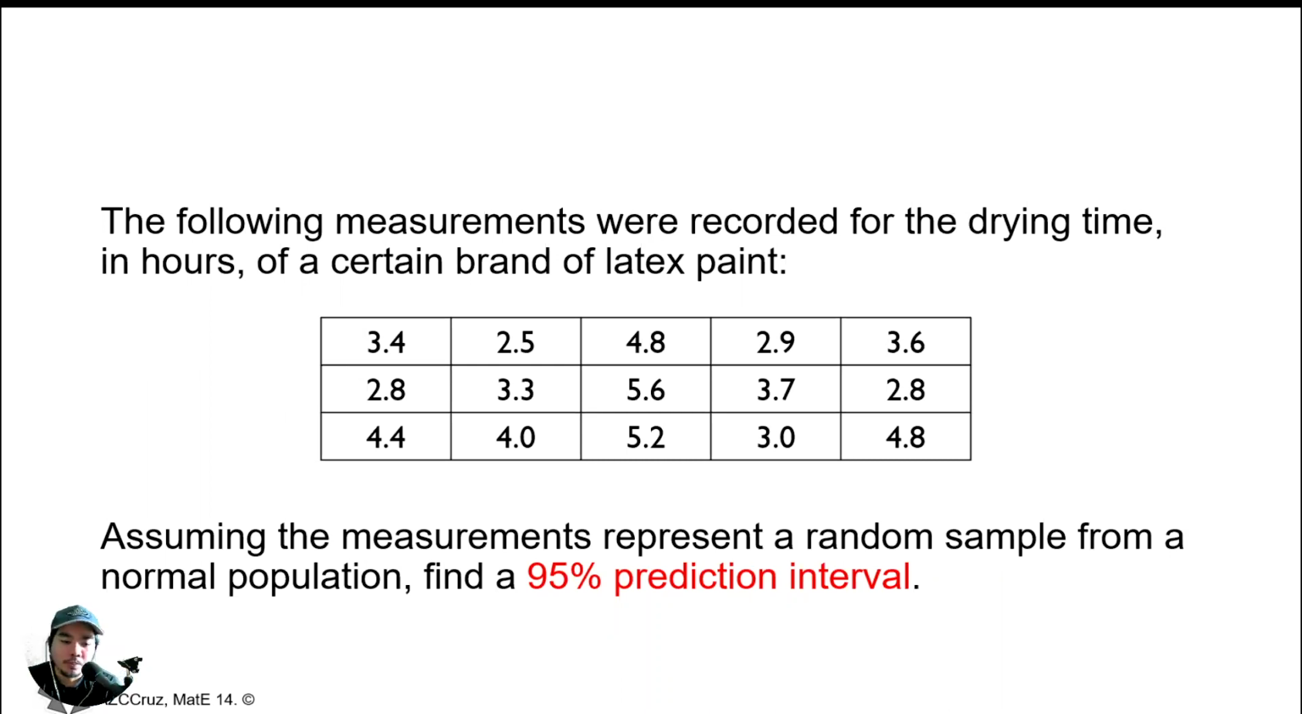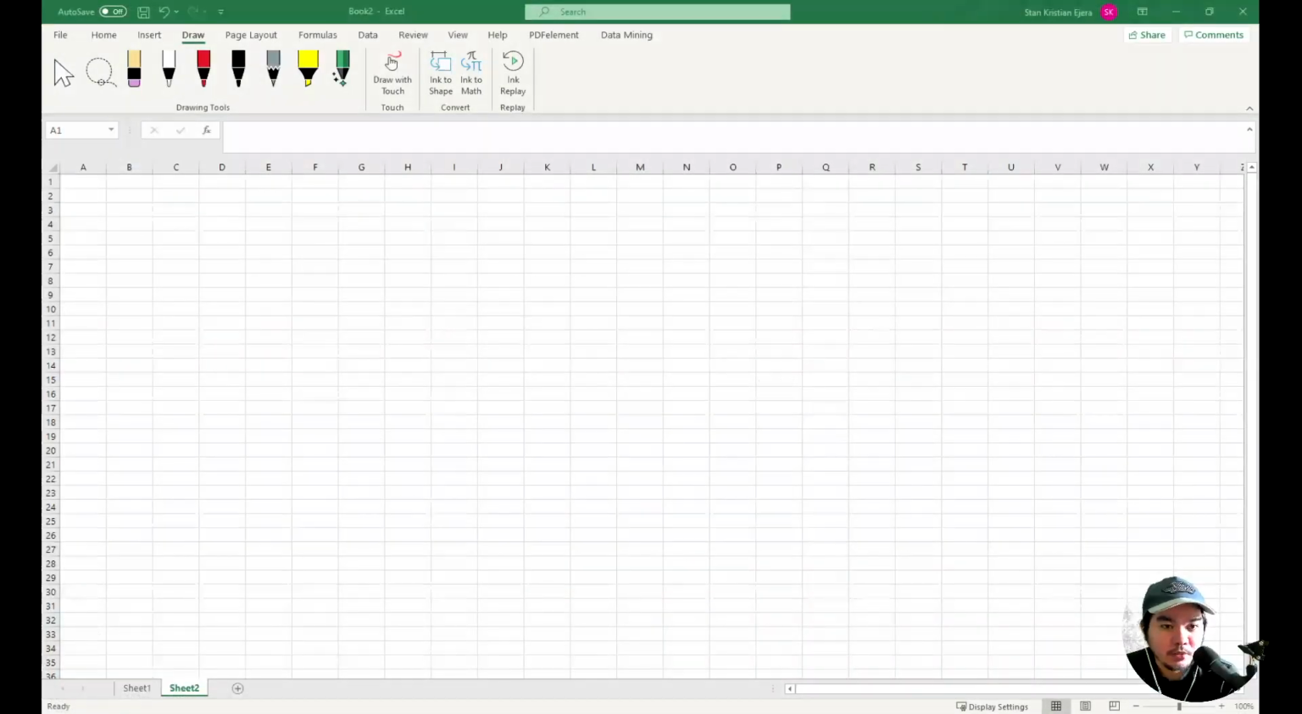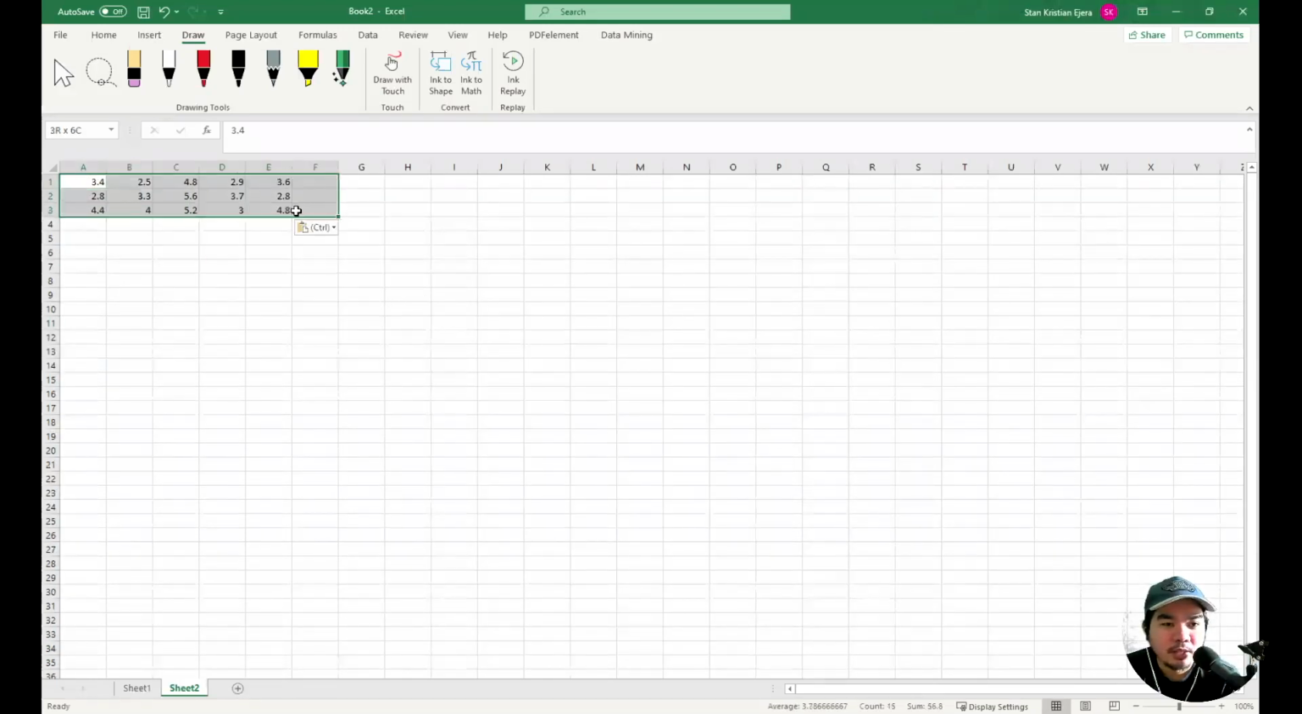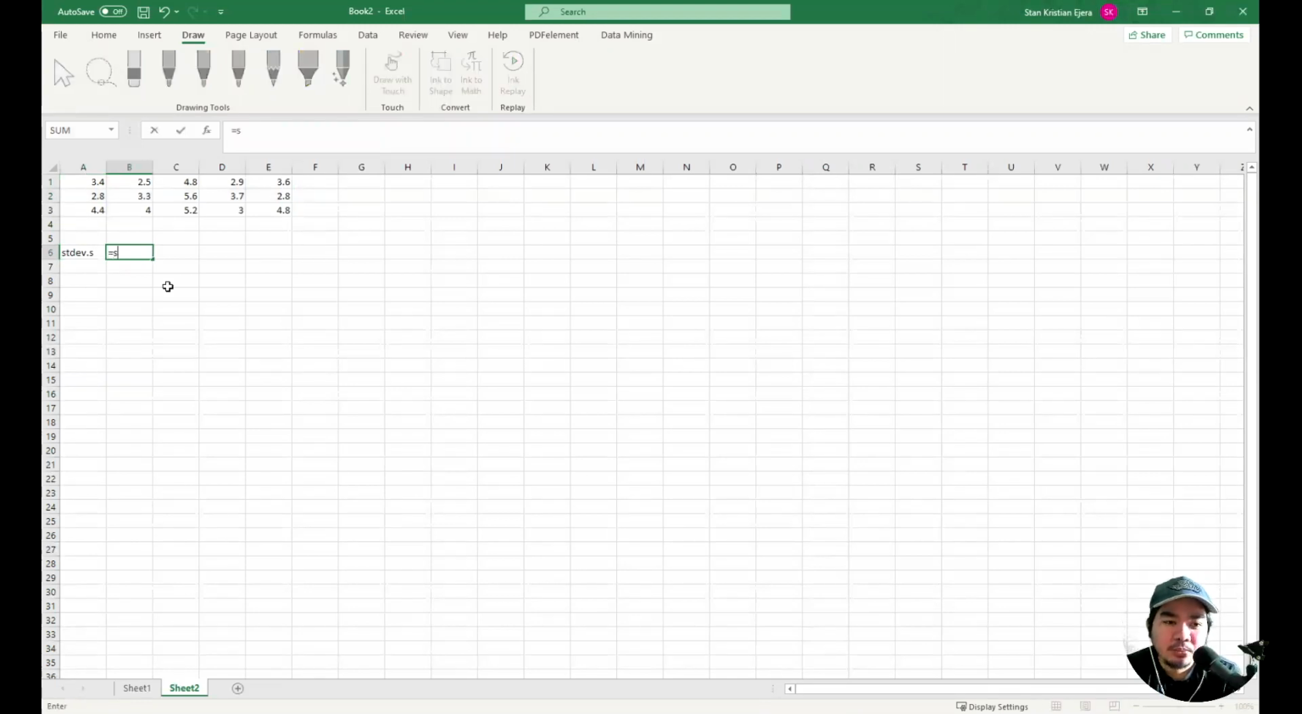Okay? So let's make a new sheet and paste our data. We have a data set, these are the drying times, and we have 15 of them. The first thing we do, since we are using case 2, is we need the standard deviation value. So STDEV.S, or simply s. We just use STDEV.S on this data set.